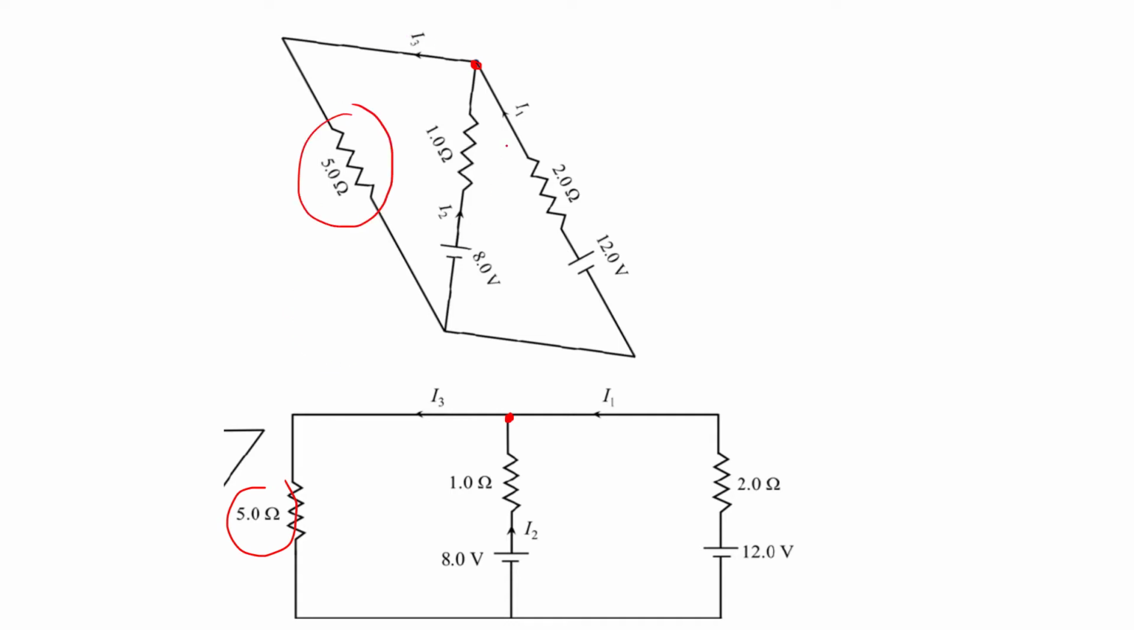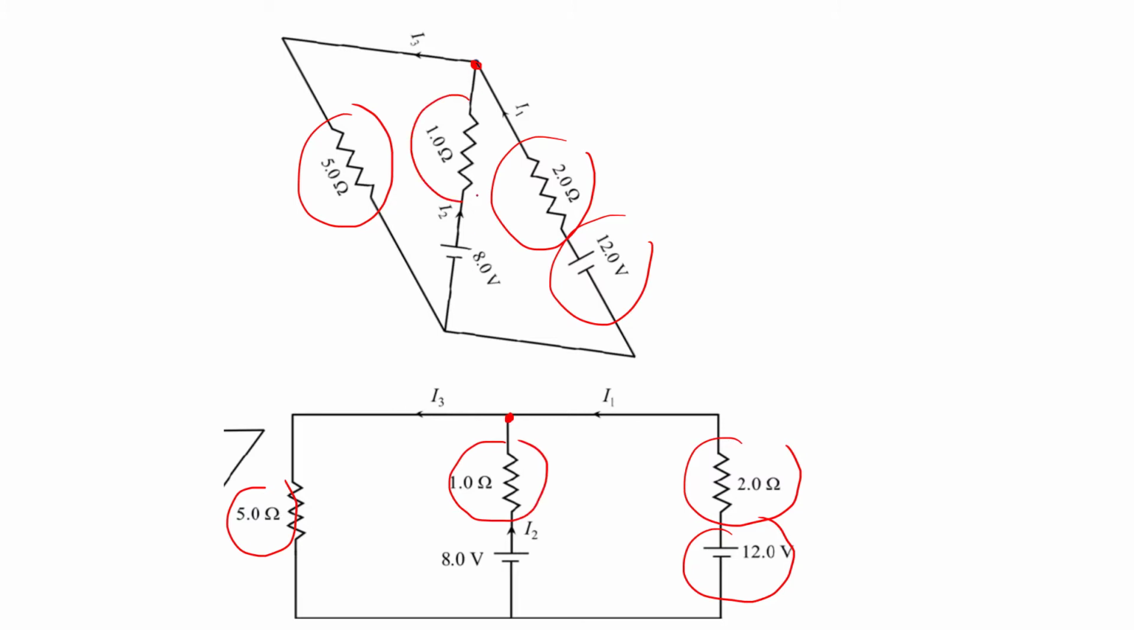On the side of I1 we have this 2 ohms, and 12 volts. Then on that junction going down we have this 1 ohm, and an 8-volt battery. I mean this 5 ohm resistor and 12 volt battery are connected at that junction. So basically they are the same circuit, oriented and shown in a slightly different way.